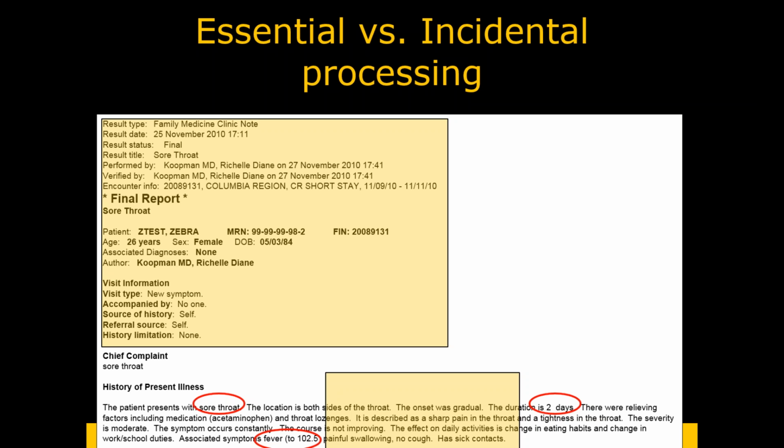So this is a note about a sore throat. And there are 3 essential pieces of information on there, which is that the person has a sore throat, they had fever to 102.5, and it's been going on for 2 days.